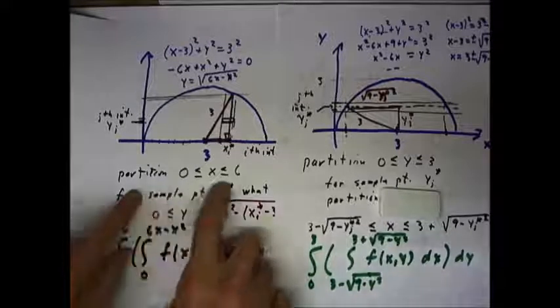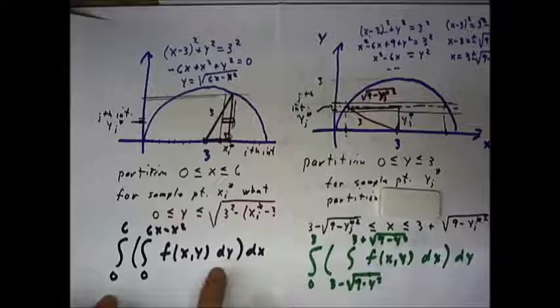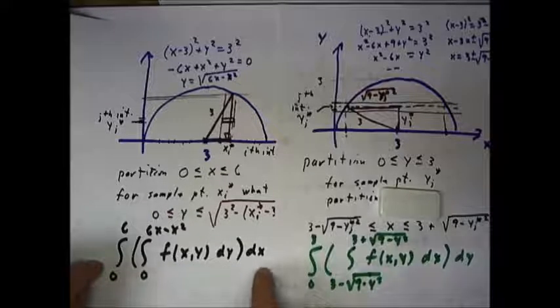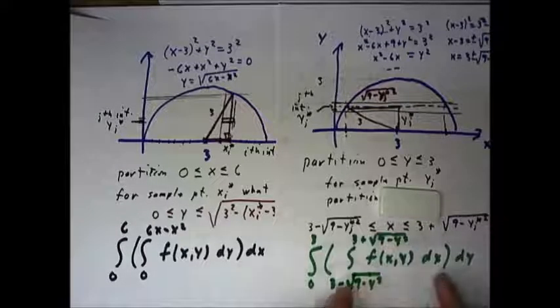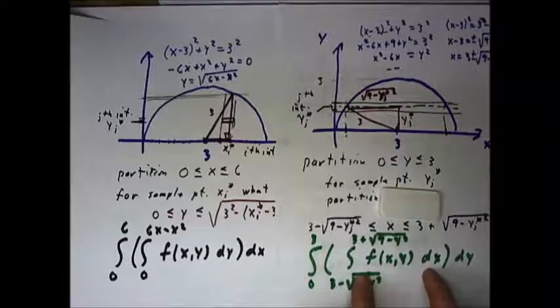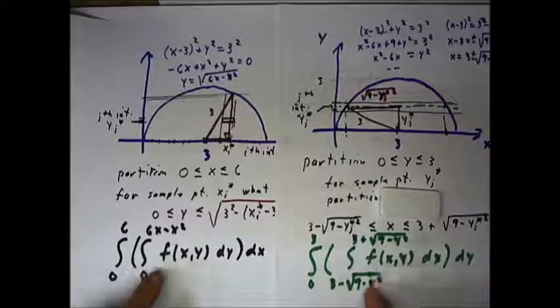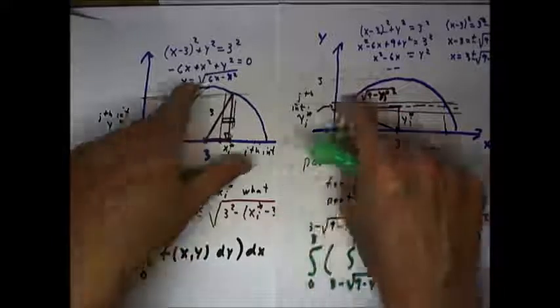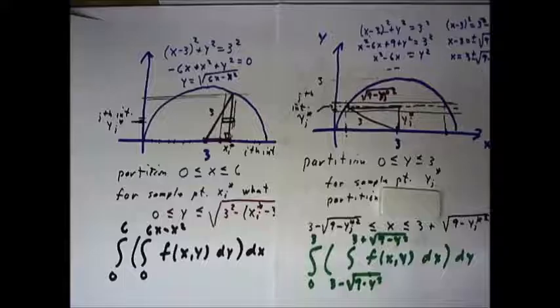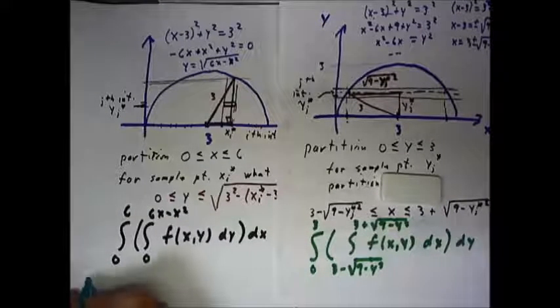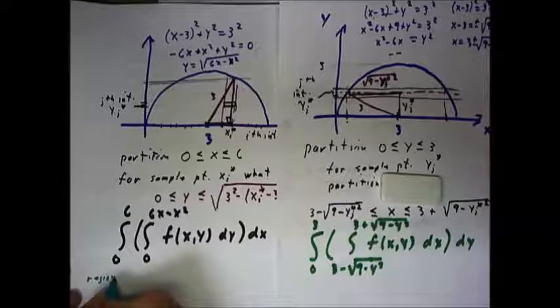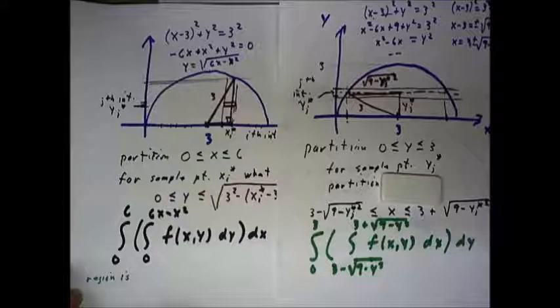So if we partition x first, we get an integral in this order, a y integral inside of an x integral. If we partition y first, we get different expressions, different limits, with an inner integral on x and an outer integral on y. Both partitions, both sets of limits define the same region. In both cases, the region is this upper half circle.